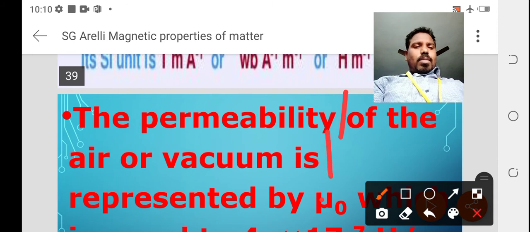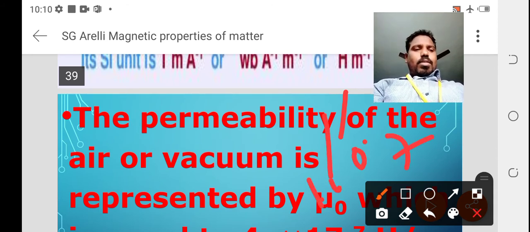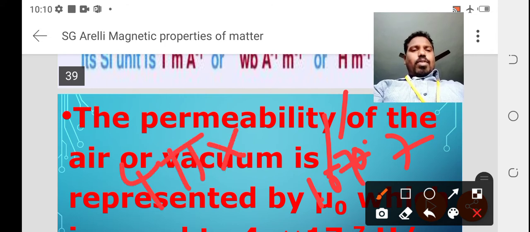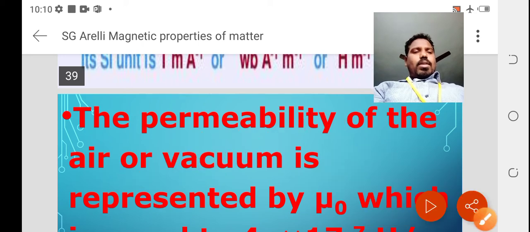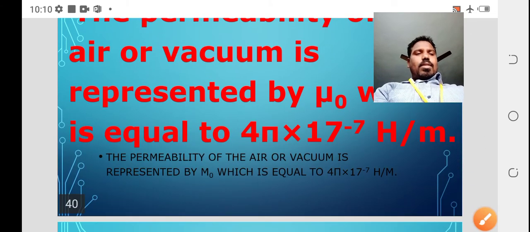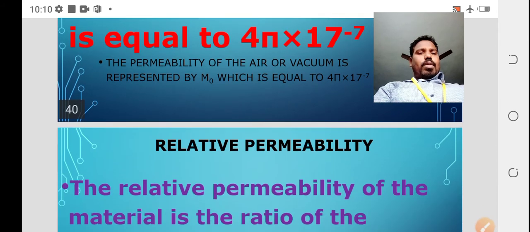So the mu naught value is 4 pi times 10 to the power of minus 7, and its unit is Henry per meter.